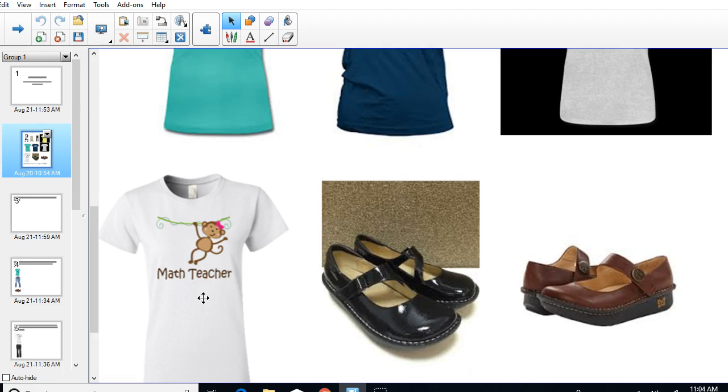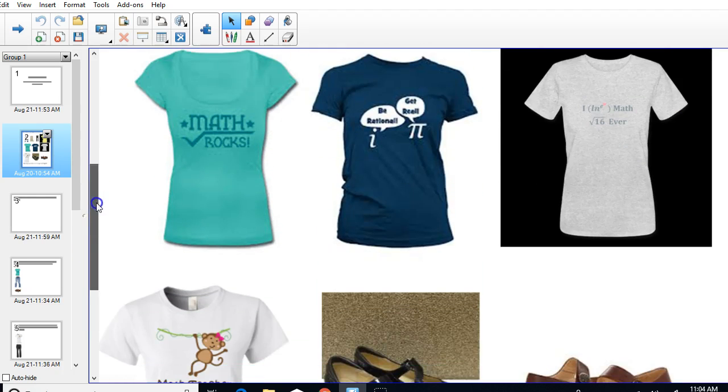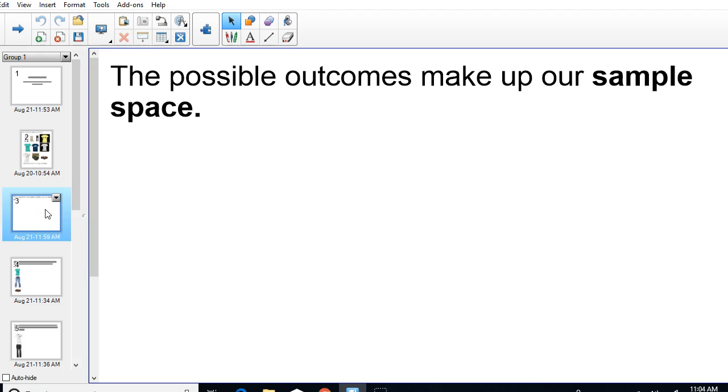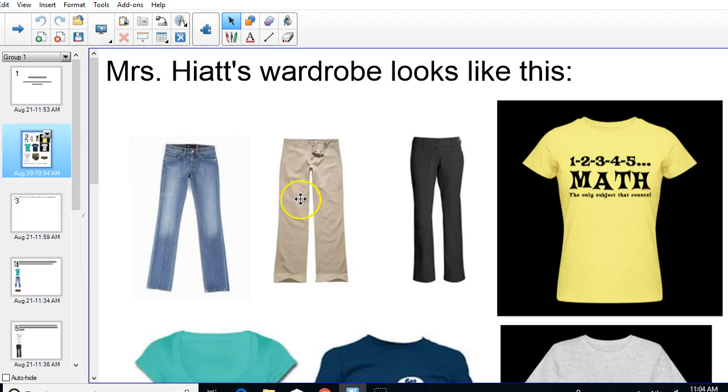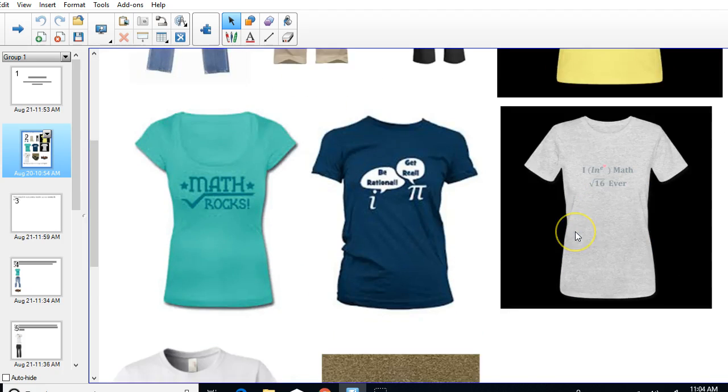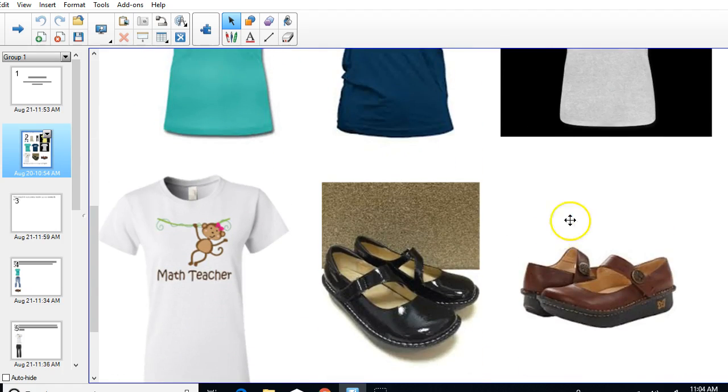Okay? So this is Mrs. Hyatt's wardrobe. What I want you to do is list the possible outfits that I could wear. So you are probably going to want to, instead of writing a word for each of these, label the pants like J, K, and B, or something. Make yourself a little key there. The shirts, you could probably go by color. I think that one's gray and that one's white.